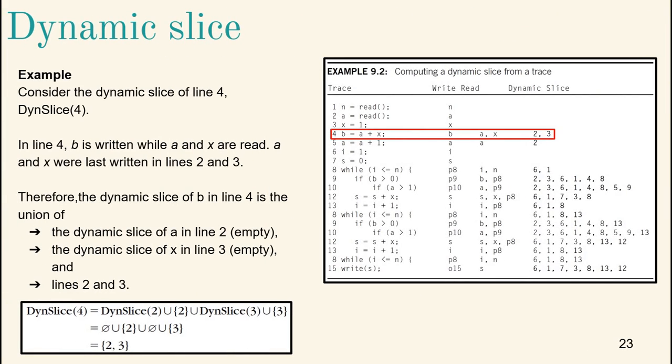For this example, consider the dynamic slice of line 4, dyn slice 4. In line 4, b is written while a and x are read. A and x were last written in lines 2 and 3. Therefore, the dynamic slice of b in line 4 is the union of the dynamic slice of a in line 2, which is empty, the dynamic slice of x in line 3, which is also empty, and lines 2 and 3. And you can see on the bottom the formal definition.